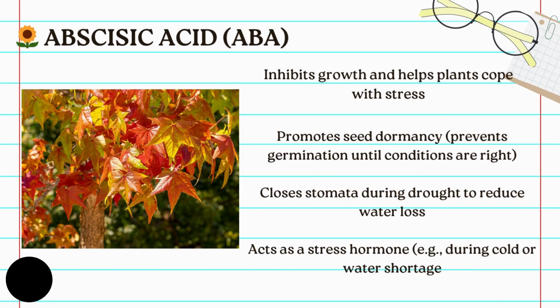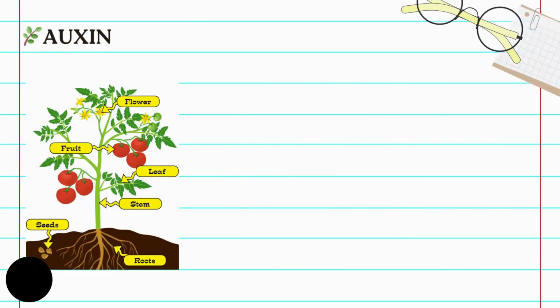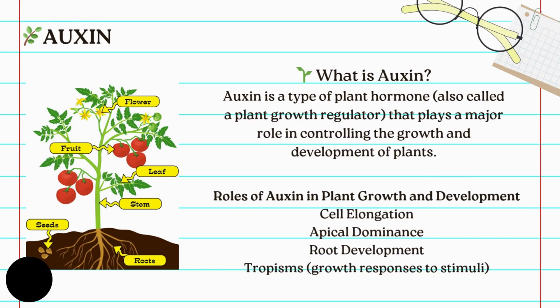And then the most important hormone in plants is auxin. Auxin is called the plant growth regulator. It controls growth and development in plants. It plays a role in cell elongation, apical dominance, root development, and tropism, which is what we're going to be looking at with this hormone.